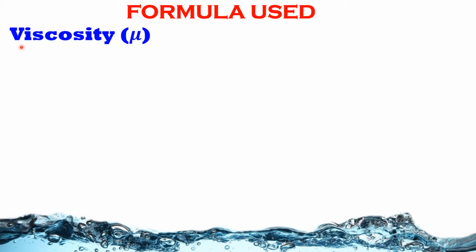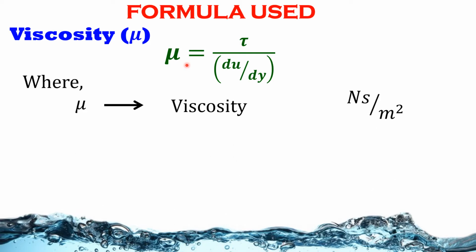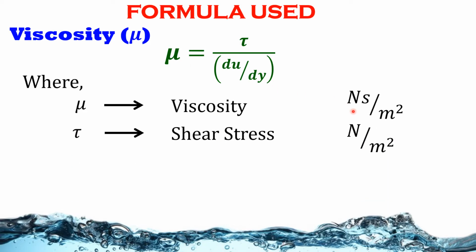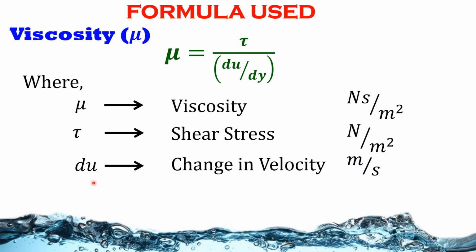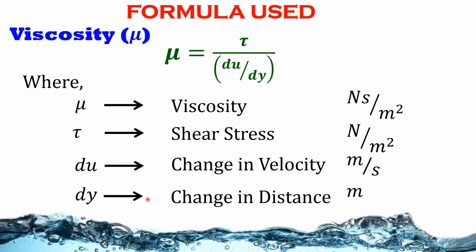First, viscosity. Mu is equal to tau divided by du by dy, where mu is viscosity in Newton second per meter square, tau is shear stress in Newton per meter square, du is change in velocity in meter per second, dy is change in distance in meter. Okay, du by dy is also known as velocity gradient or rate of shear strain.